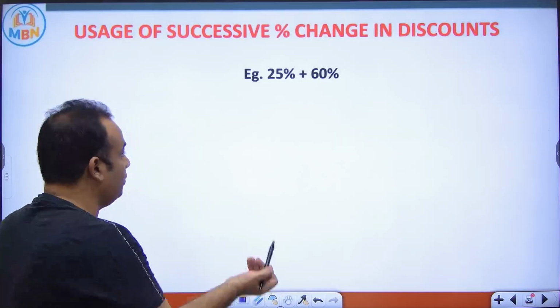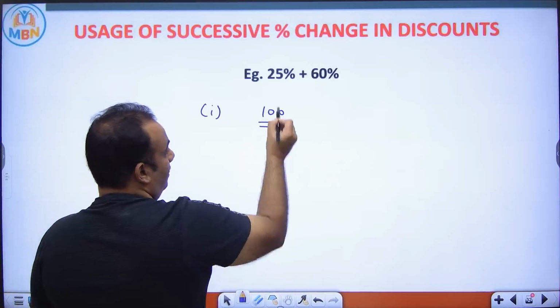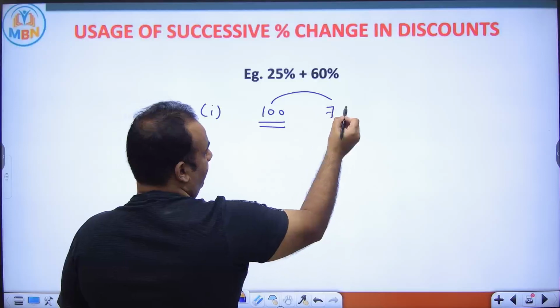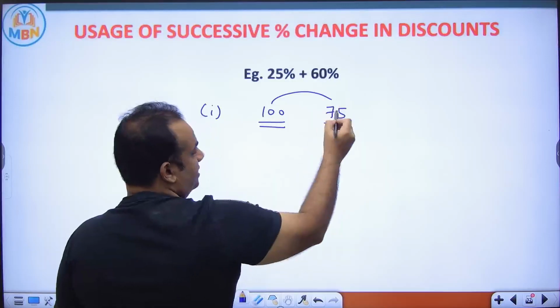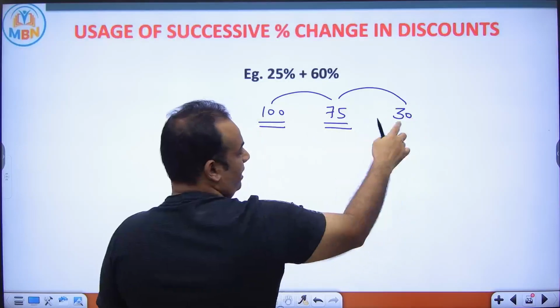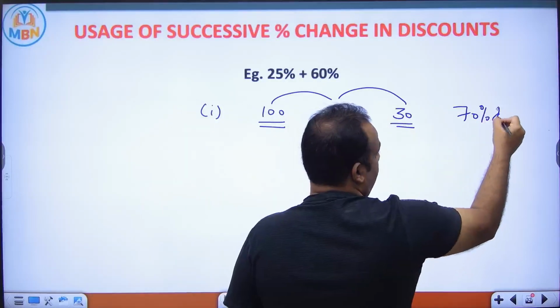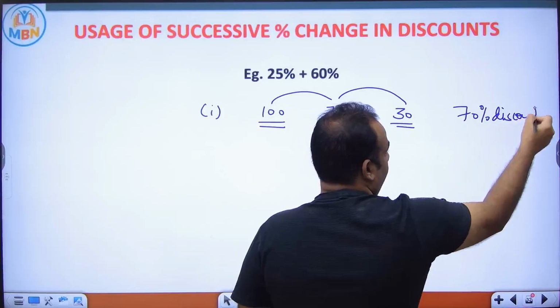So there are again two ways of doing this. First, if I assume the original value to be 100, a discount of 25% makes it 75. Then a discount of 60%. 60% of 75 is 45. So after discounting 45, it becomes 30. So from 100, it becomes 30. So the answer is a 70% discount. So this is one approach.